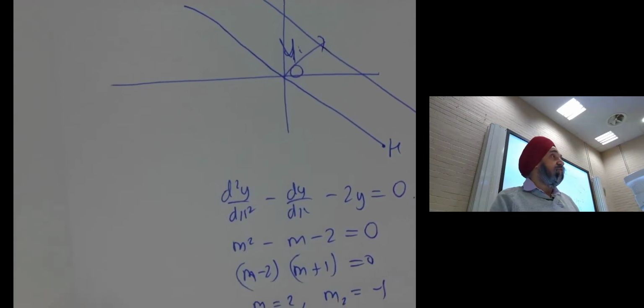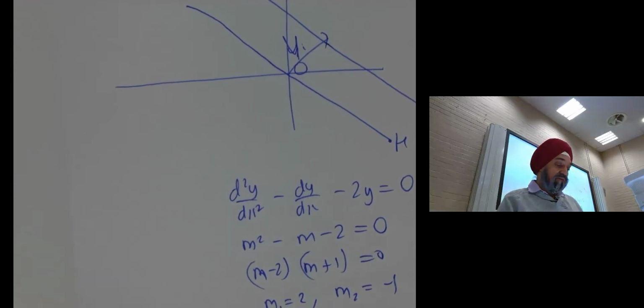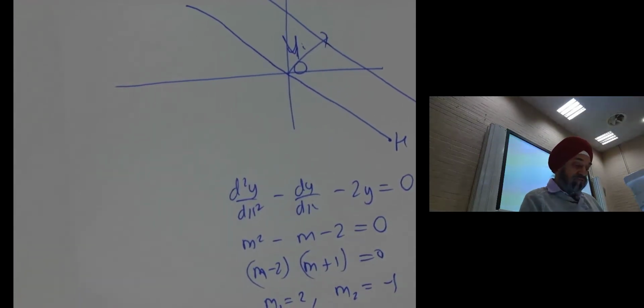Real and different, isn't it? Real and different, yeah? So what do we have? y is equal to ae to the 2x plus be to the minus x, yeah?